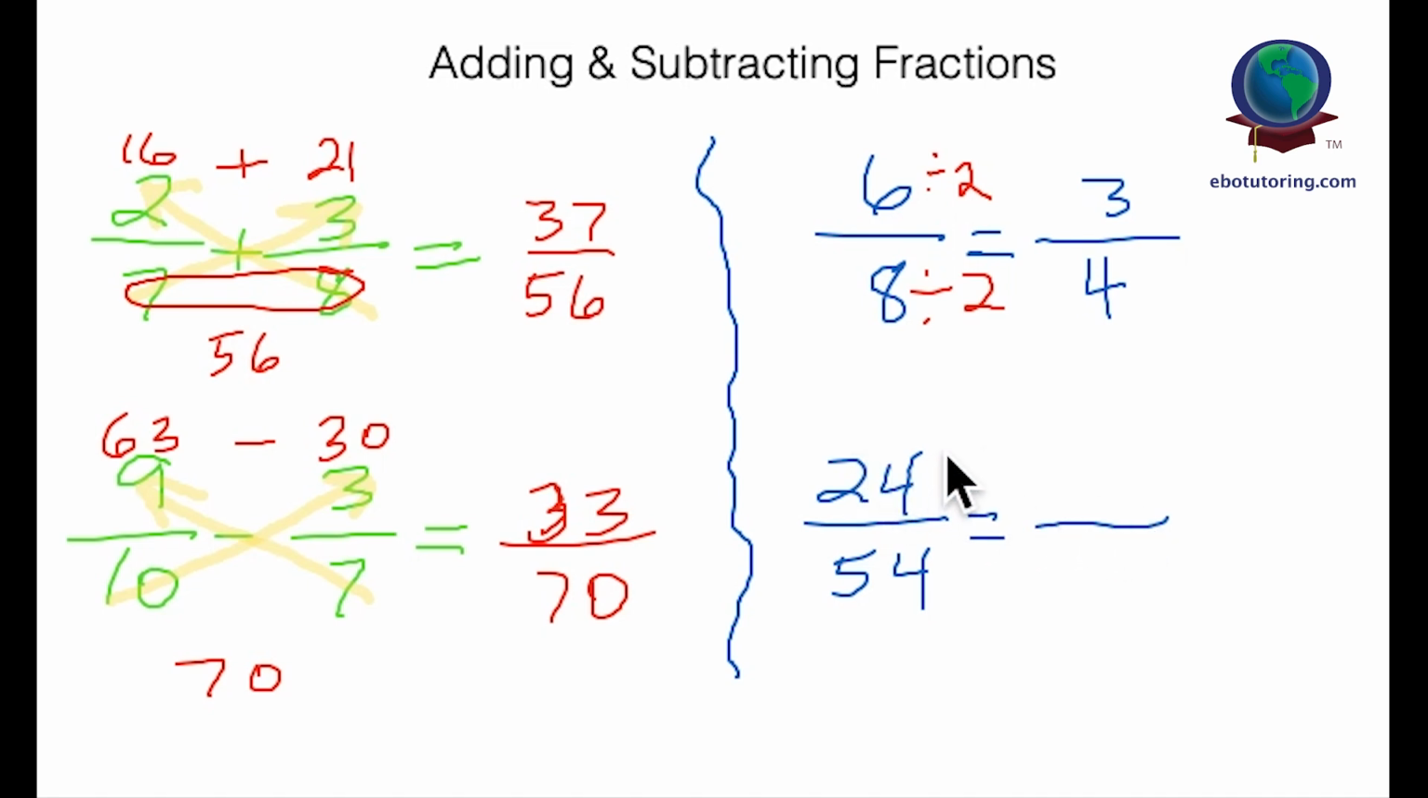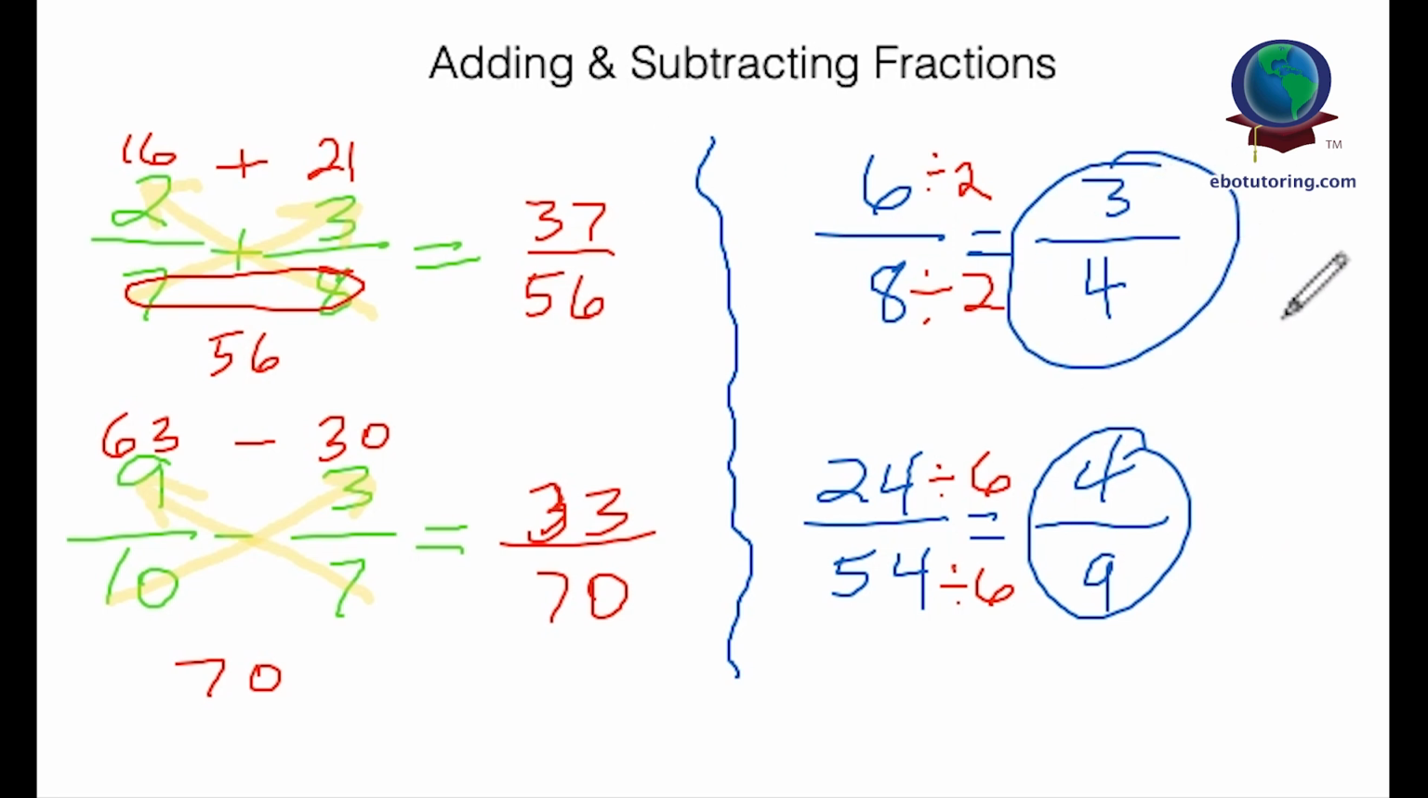24 over 54. What can go into 24 and 54? Well, if we know our times tables, 24 and 54 are both part of the 6 times tables. So they both can be divided by 6. So we do 24 divided by 6. What does that give us? It gives us 4. And then 54 divided by 6 is 9. The final product is 4 over 9, just like the finished product up here is 3 over 4. This is how you reduce fractions, by finding a number that can be divided into the top and the bottom of the fraction without any remainders.